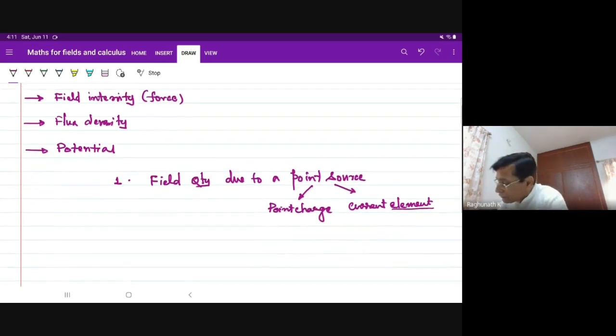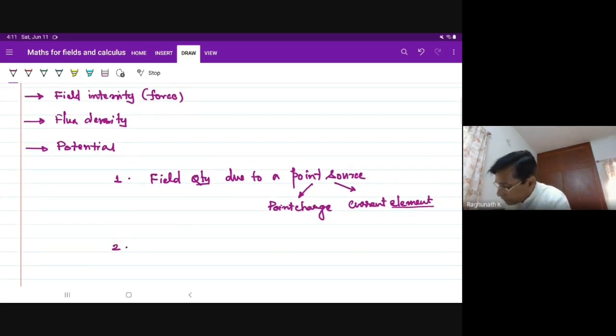Next. No source is the point source. When we charge an object to create a charge, it's an object with finite dimensions. It's a distributed source. When you talk about the current element, I will pass the current through a surface or through a conductor.